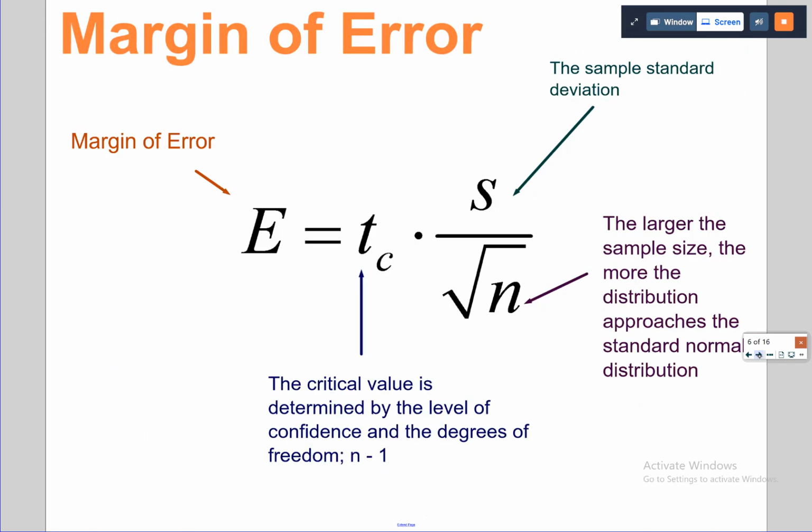Margin of error formula. This should look familiar. This is the same as our margin of error formula for our critical values of Z. The only difference, instead of a Z now, we have a T that we're finding on our T distribution. And instead of a population standard deviation, we have a sample standard deviation. And again, the margin of error is what we're going to add and subtract onto the sample mean to get that confidence interval that we're looking for.